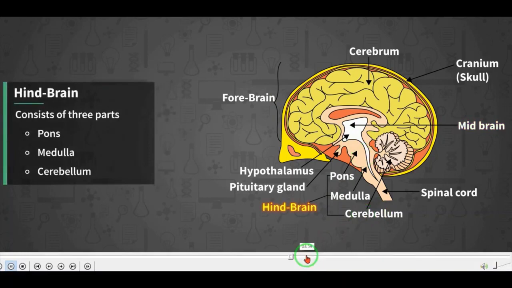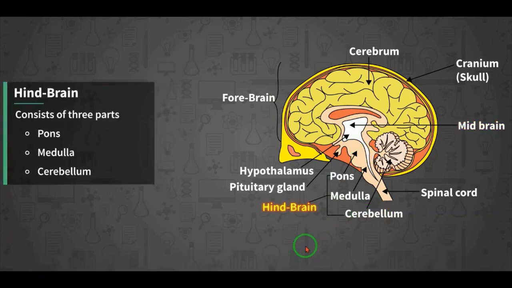Then the third one is the hindbrain. The hindbrain consists of three parts: pons, medulla oblongata and cerebellum. First let's see the pons. See here: pons, medulla oblongata and the cerebellum. These are the three hindbrain regions.